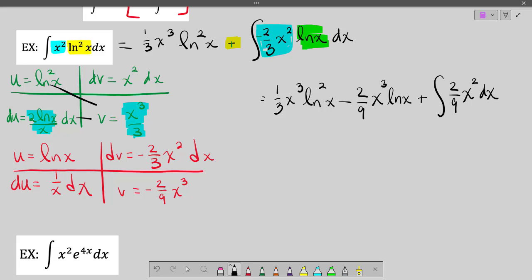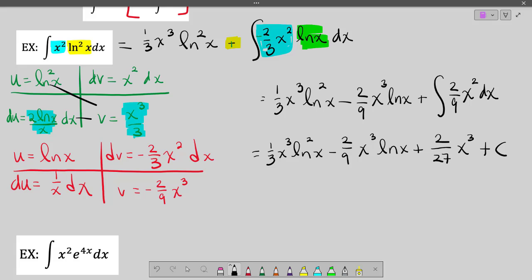And there's our crossroads again. We asked that question, at least, hopefully we ask ourselves that question. Is this integral easier than the last? Yes. Now there's no natural logs. We don't even need integration by parts anymore. So we can immediately finish it off. So our final answer is going to be this big old mess.